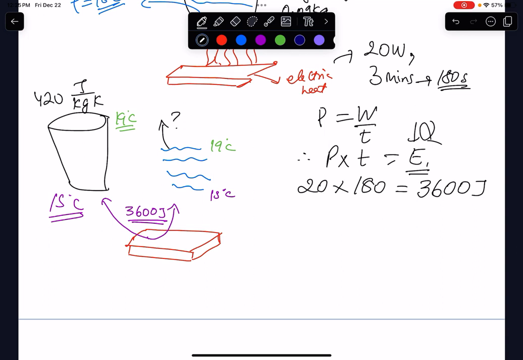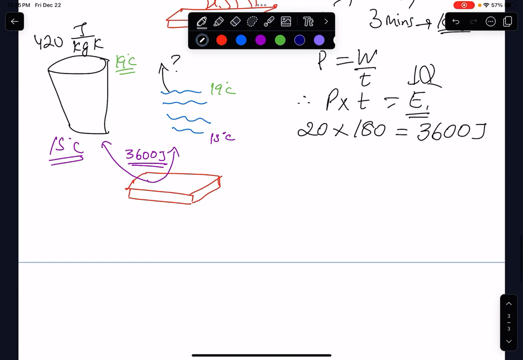So in this case, the way we can think about this is that the overall energy supplied, so this is the energy supplied by the heater, right?